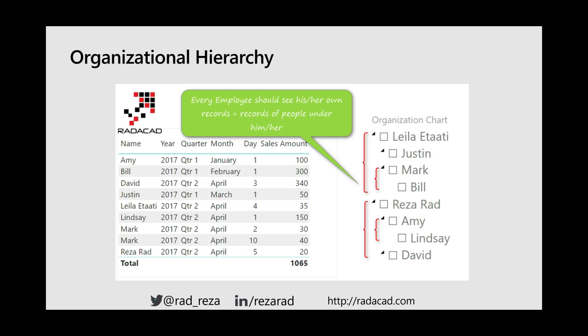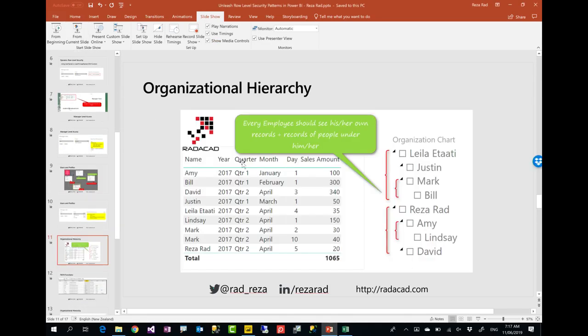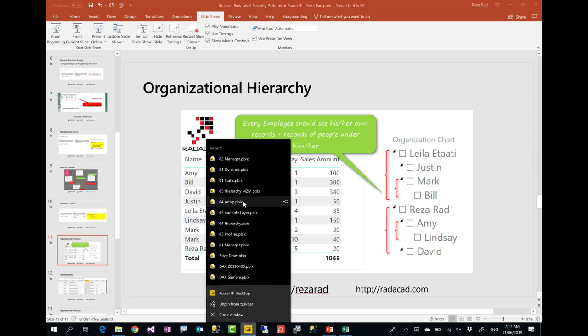Let's say this is the hierarchy of organization. If Lindsay logs in, she should see her own data. If Amy logs in, she should see Lindsay and Amy's data. If Reza logs in, he should see all of that department, like a hierarchy of things, right? So when you do a role-level security configuration like this, then you have to do it differently. You have to first find out what that hierarchical level is, right? I'm going to show you that in another example, and we have just 3 minutes, so this is probably the last one I'm going to show you.